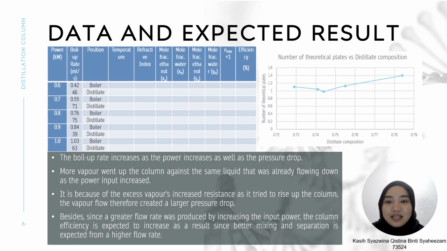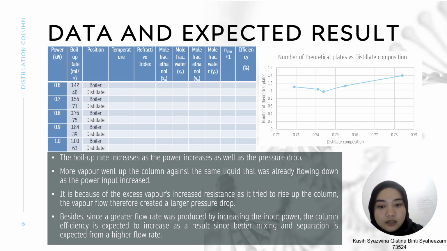Data and expected results. As you can see there, I include the table with the required parameters, and there is also a graph of the number of theoretical plates versus distillate composition, where the result shows an increasing trend, which is based on the expected data. Based on the tables, it shows that the boil-up rate increases as the power increases, as well as the pressure drop. This is because more vapor went up the column against the same liquid that was already flowing down as the power input increased. The excess vapor increased resistance as it tried to rise up the column. The vapor flow rate therefore created a larger pressure drop.